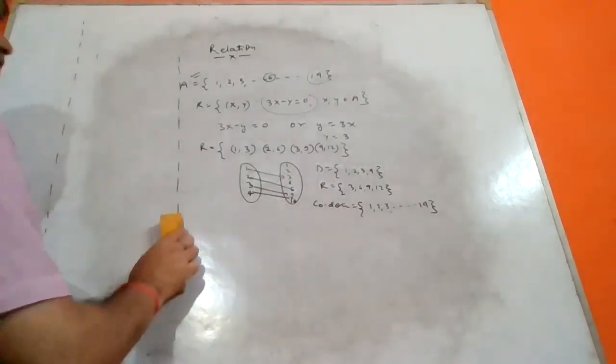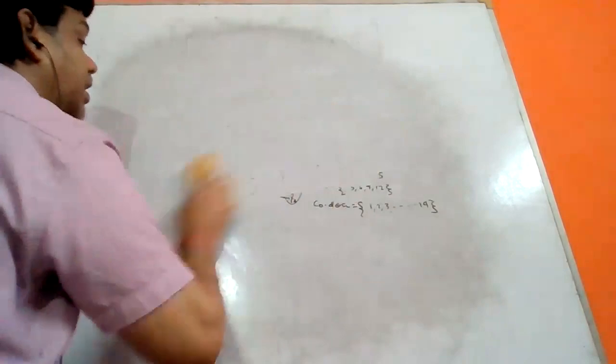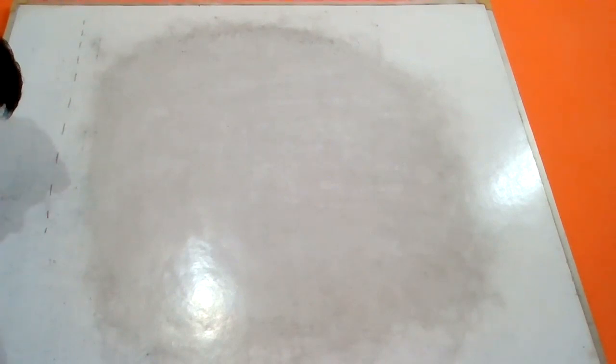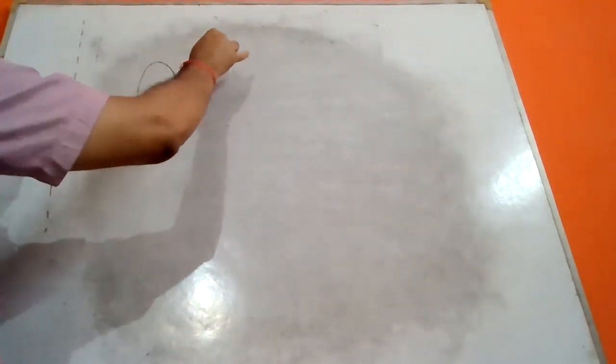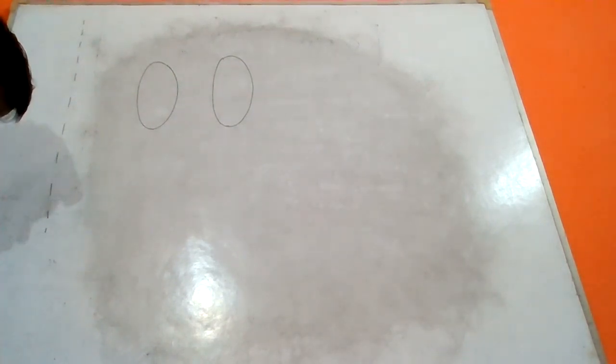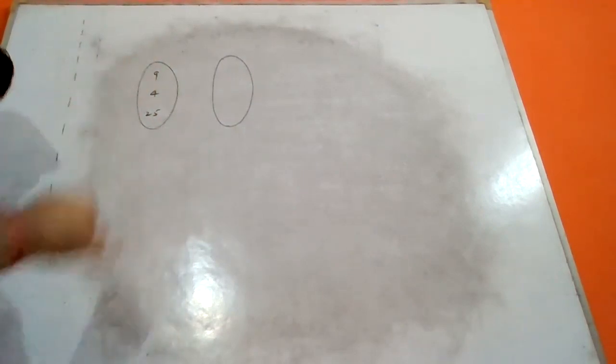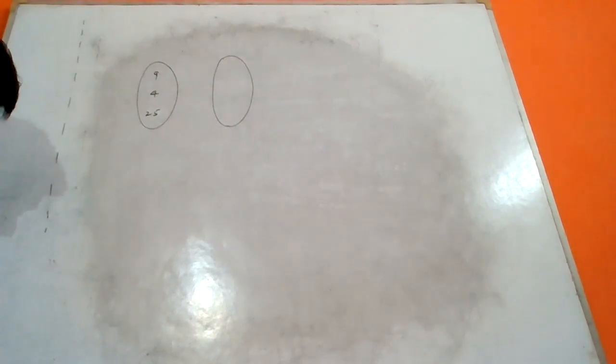Now we are taking the next question. If a diagram is given, then they ask to find the relation in roster form, set builder form, domain, and range. When a diagram is given, this is your first diagram and this is your second diagram. The elements in the first set are 9, 4, 25.